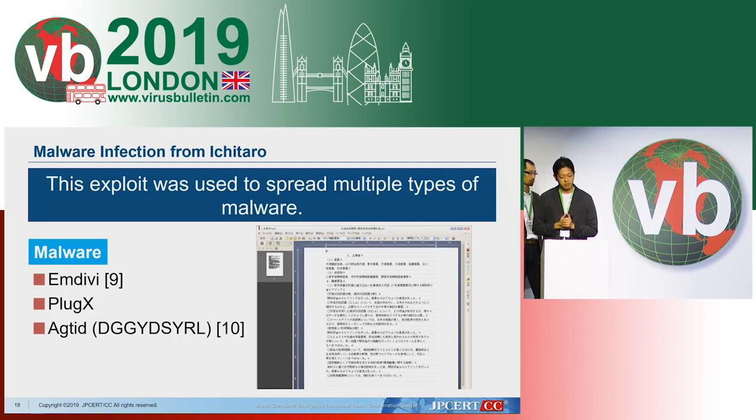The different point here is that there were several types of malware embedded with this exploit. One is MDB, one is PlugX, and one is AGTID. From here, I would like to show the overview of these malwares.